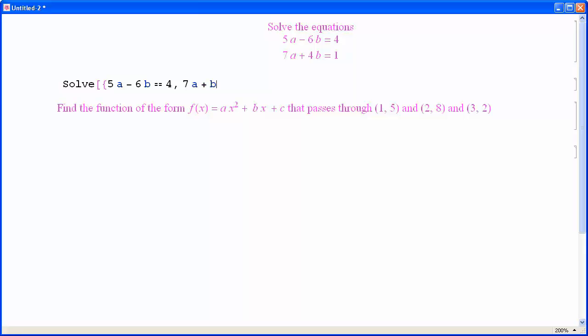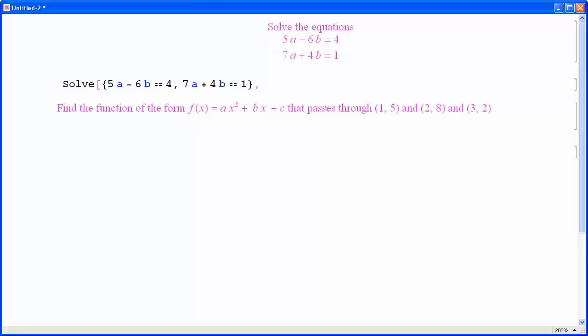plus 4b is balanced with 1. And that's the end of my list. If there were more equations, I'd just carry on putting commas and equation, comma, equation. When I reach the end of the list, I close off the list with a brace, and then it's polite to list the quantities that we wish to see the solutions of.